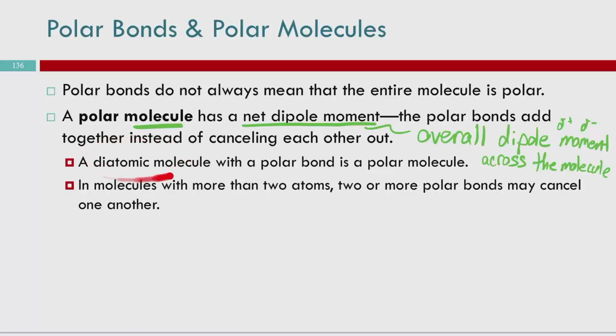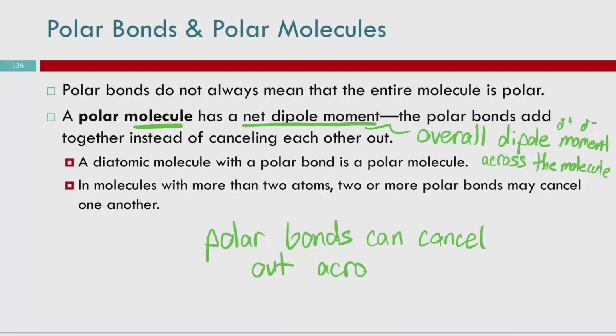If we have a diatomic molecule, meaning that it's just two atoms bonded to each other and it has a polar bond, it will be a polar molecule. If we have more than two atoms, then the polar bonds can cancel each other out. So they can cancel out across a molecule. And we've got a couple of ways of thinking about this. One of them you're probably not going to like, and one of them you'll probably be able to use.